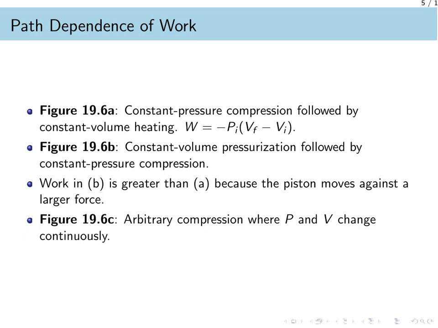Let us take a closer look at how the path affects work. In the first figure, the gas is compressed at a constant initial pressure before being heated at a constant final volume. The work is calculated as negative pressure times the change in volume. In the second figure, the pressure is increased at a constant initial volume first, and then the gas is compressed at a higher constant pressure.